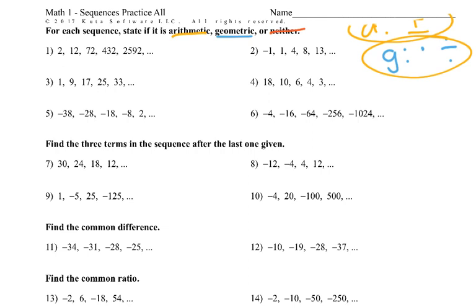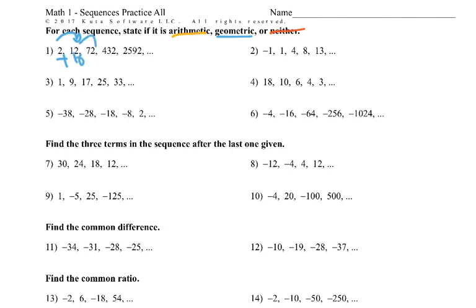Okay, so usually when I'm looking at a sequence, what I like to do is try to determine if it's arithmetic first, because that's the easiest one to check. So the first thing we want to do is see if addition will work, or subtraction. So 2 to 12, we would add by 10. If I add by 10, will that give me 72? Definitely not, so I know it's not arithmetic.